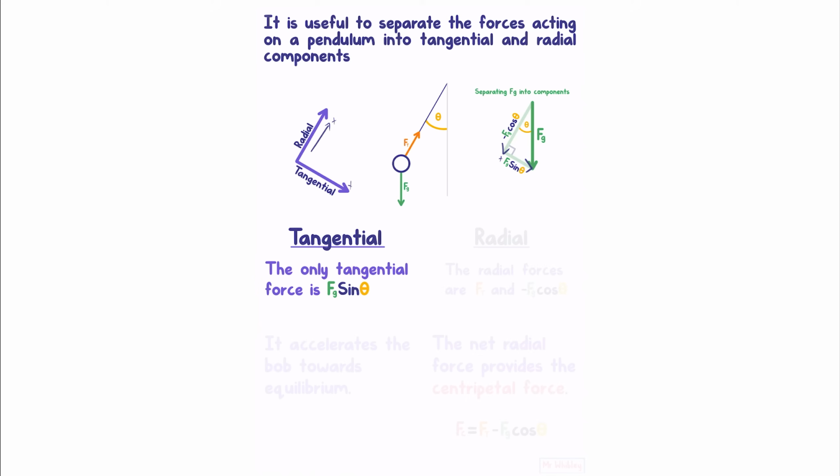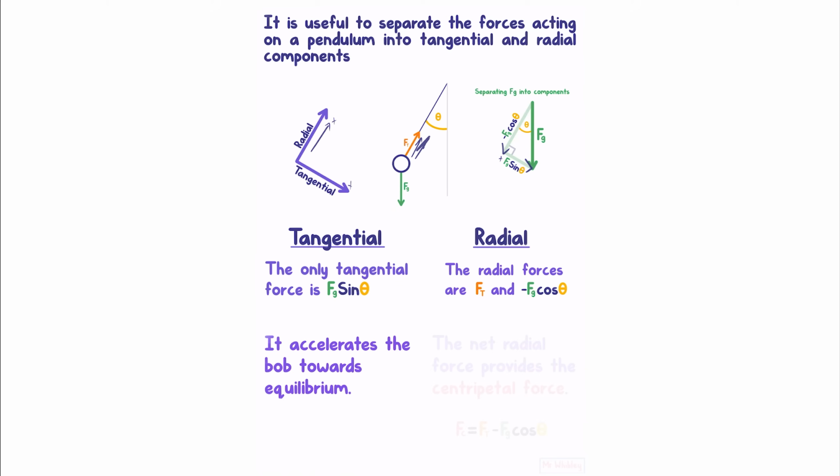This is because Ft is purely in the radial direction. This component accelerates the bob towards equilibrium. Breaking down our radial forces, the radial forces are Ft, since the entirety of it is pointing, as mentioned, in the radial direction, and our radial component of the gravitational force, which is negative Fg cosine theta. The net radial force provides the centripetal force, that is, Fc is equal to Ft minus Fg cosine theta.